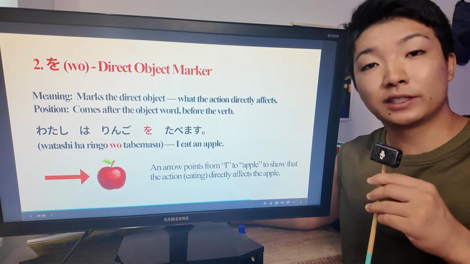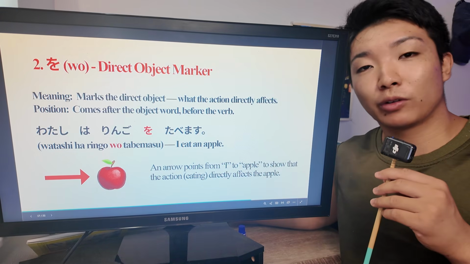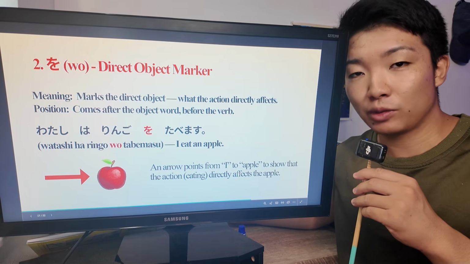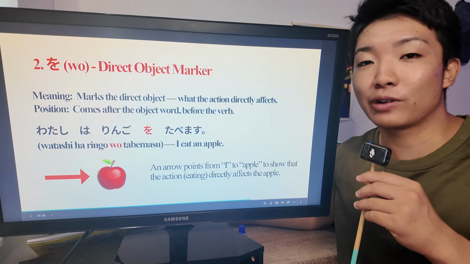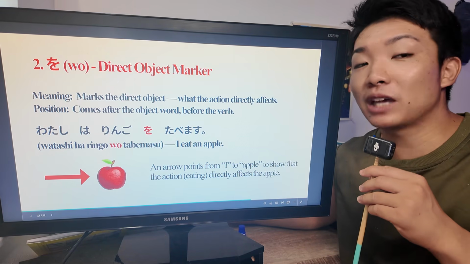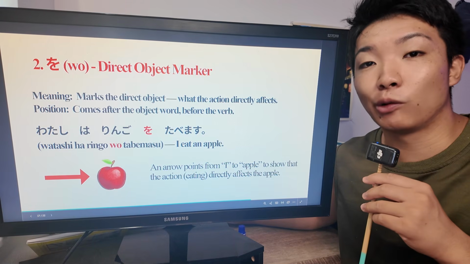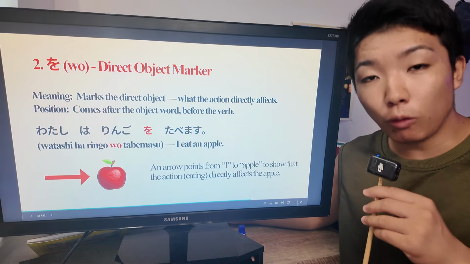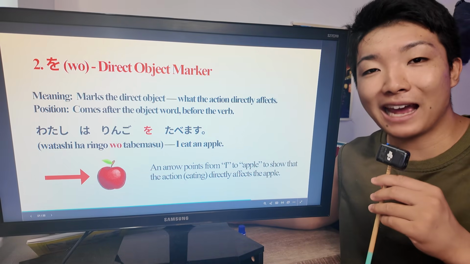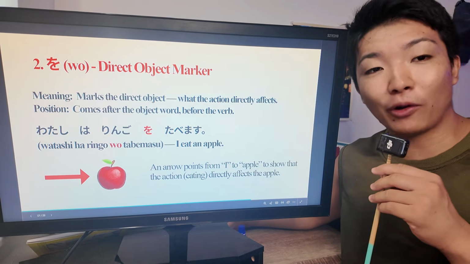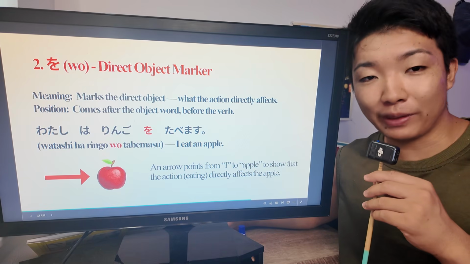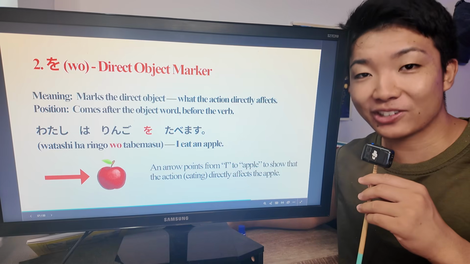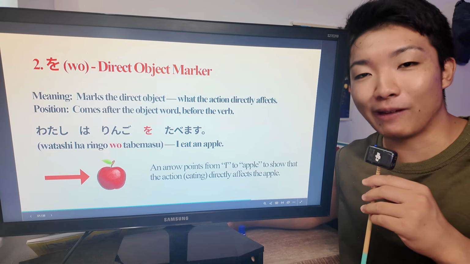Another main particle is the wo particle. The wo particle is a direct object marker. It marks the direct object, what the action directly affects. And it comes after the object word, before the verb. For example, 私はリンゴを食べます. It means I eat an apple. An arrow points from I, which is the topic, to apple, which is the object, to show that the action of eating directly affects the apple.